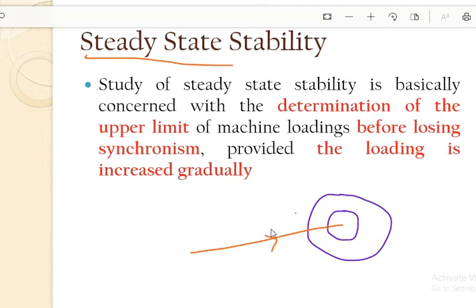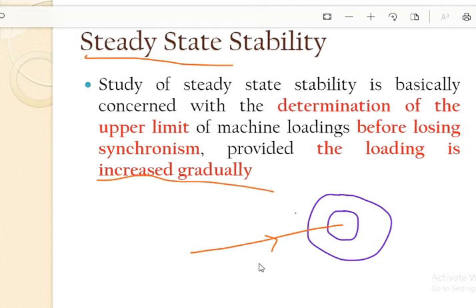That means gradually increasing a disturbance step by step. If you are increasing the disturbance in very small steps, the machine can withstand that disturbance. But if it exceeds a particular limit, the machine will move out of synchronism, will not return to its initial state, and will completely become unstable. That type of stability is called steady state stability. That means here we are basically concerned with the determination of the upper limit of machine loading before losing synchronism, provided the loading is increased gradually.